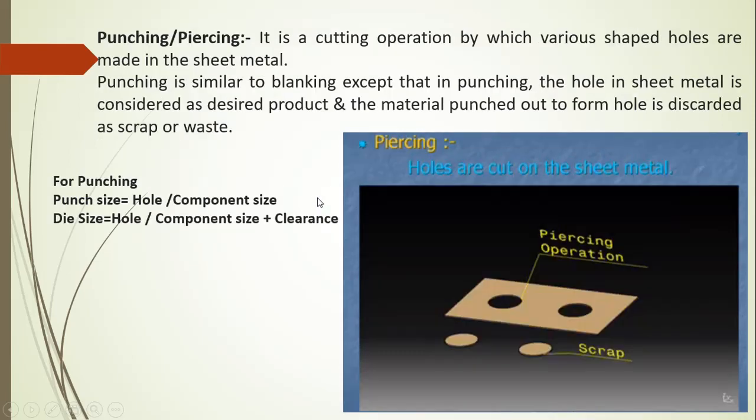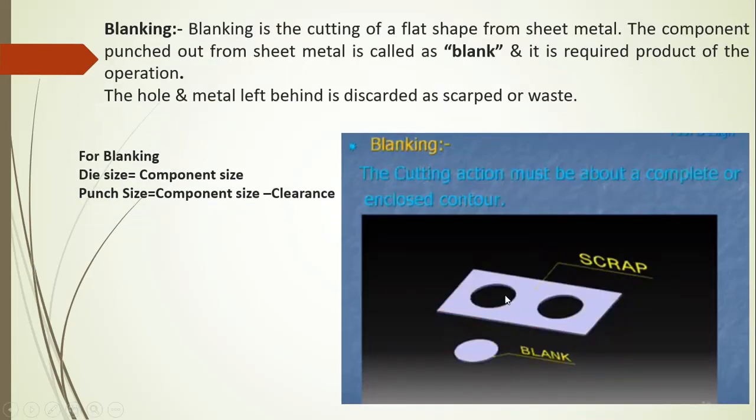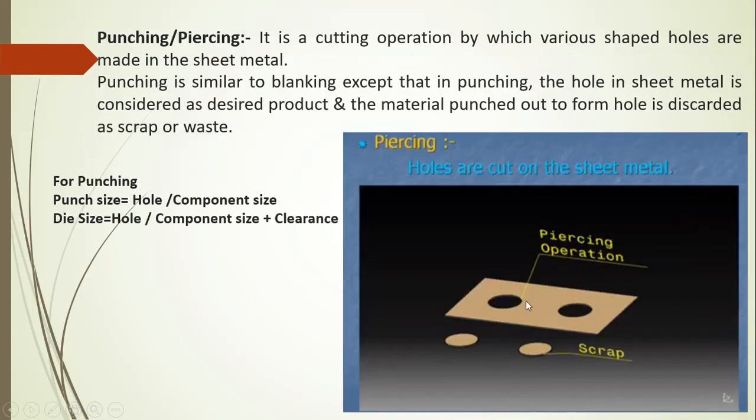Okay, then next will be the punching operation, or we call it a piercing operation. It is a cutting operation by which various shaped holes are made in the sheet metal. That means in the previous slide, those holes were considered scrap, but in punching, the hole is considered the product, and whatever metal is punched out is called scrap, or discarded as waste.